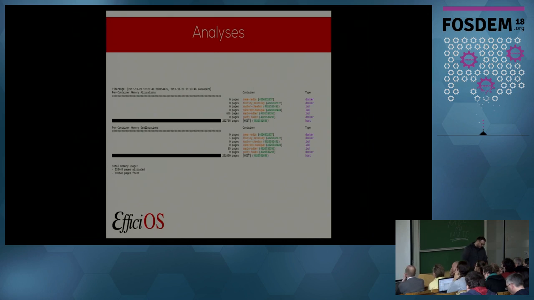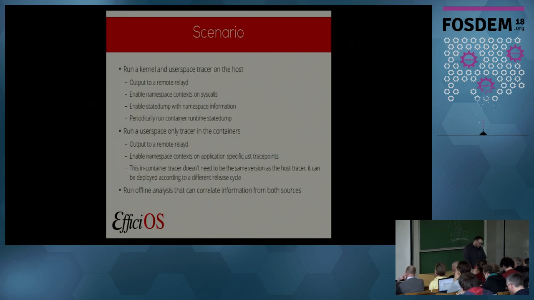And we can see another analysis here. It's a memory allocator analysis based on the page alloc and page free tracepoints in the kernel. You could usually filter it on some condition, but now you can add a container filter and see which containers on your system are doing page allocation and page deallocation.